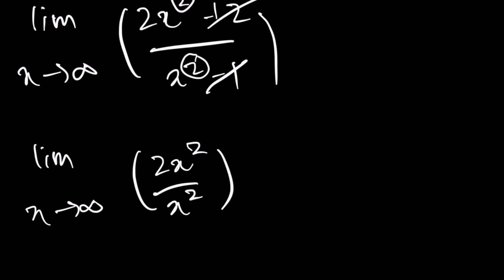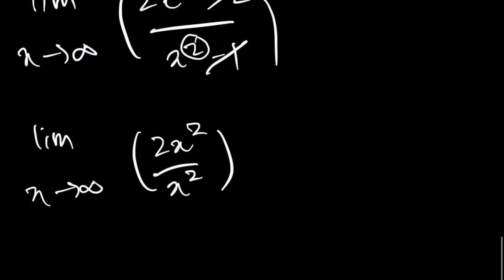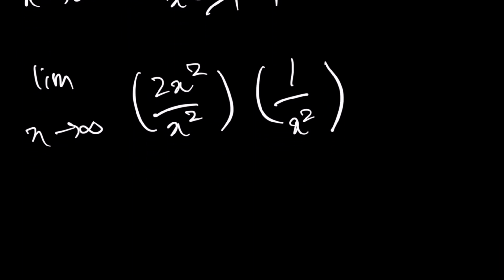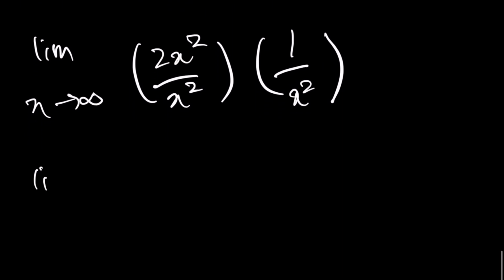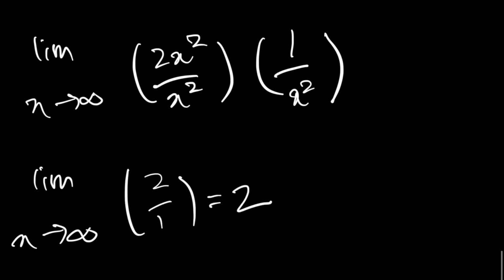Now what we'll do is multiply this limit by 1 over the highest degree of x in the equation, which here is 2. So we'll get 1 over x squared, and now when we divide both, we'll get the limit as x approaches infinity for the function 2 over 1, which is just equal to 2. That is how you solve limits in this example.